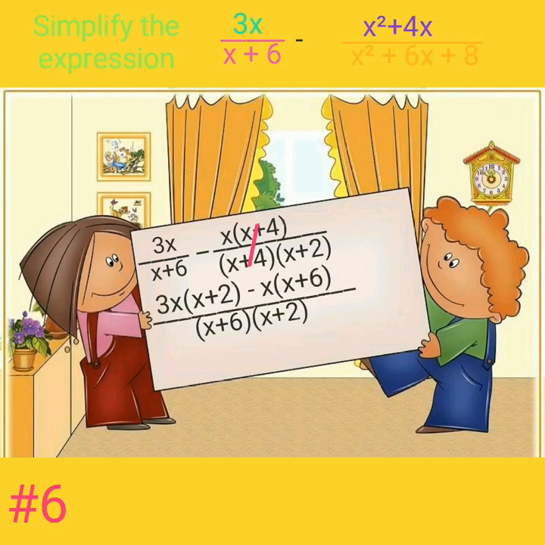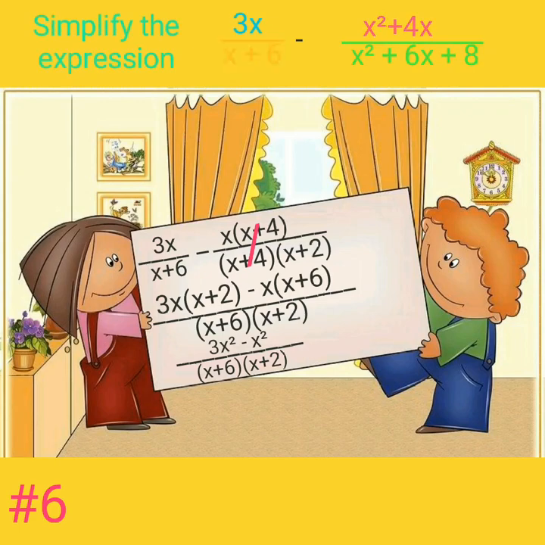This will be 3x times the quantity of x plus 2 minus x times the quantity of x plus 6, all over the quantity of x plus 6 times the quantity of x plus 2. So that will be 3x squared minus x squared all over x plus 6 times the quantity of x plus 2. In simplified form, this will be 2x squared over the quantity of x plus 6 times the quantity of x plus 2.